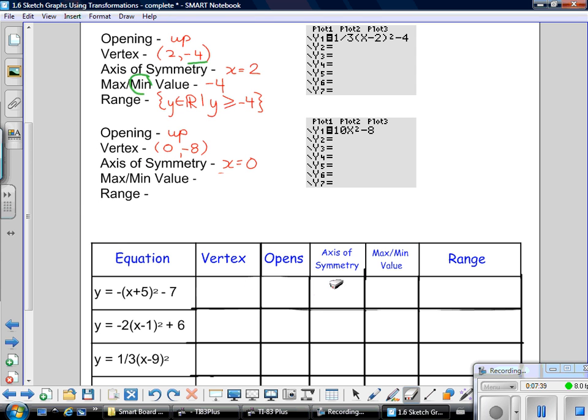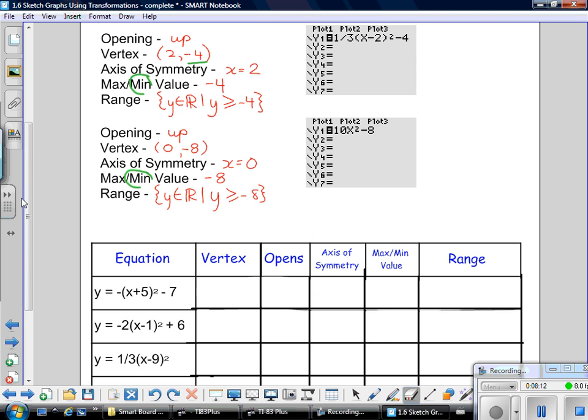And the maximum or minimum value, well, this time again it opens up, so therefore I have a minimum value. The minimum value is always the y value of the vertex, so that is negative 8. Again, y is in the set of real numbers, but because y cannot go lower than negative 8, all the values have to be greater than that. All right, so you can read all that type of 5 pieces of information just from the equation.